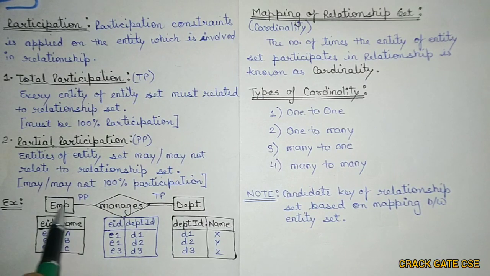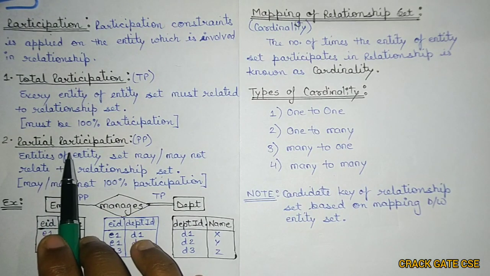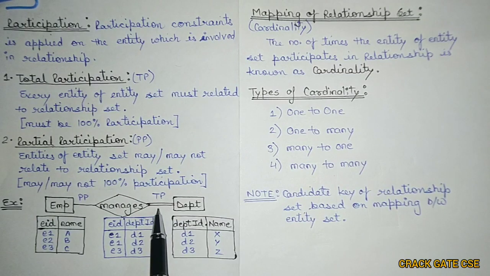We have this ER diagram with employee and department as the entities, and manages is the relationship. So this is an ER diagram of employee manages department. Here you can see that the single line represents partial participation and the double line represents total participation. How can you identify it? You just have to see the lines. If there are two parallel lines, then it is total participation, and if there is a single line, then it is partial participation.